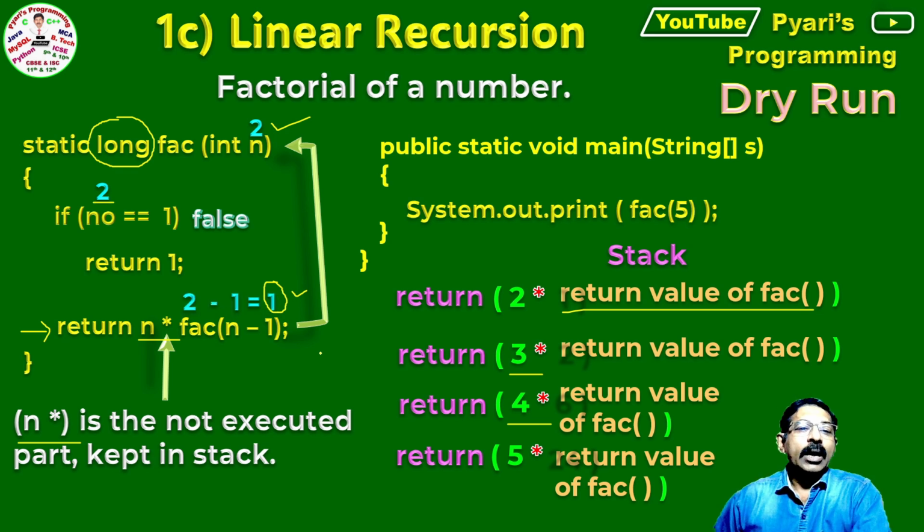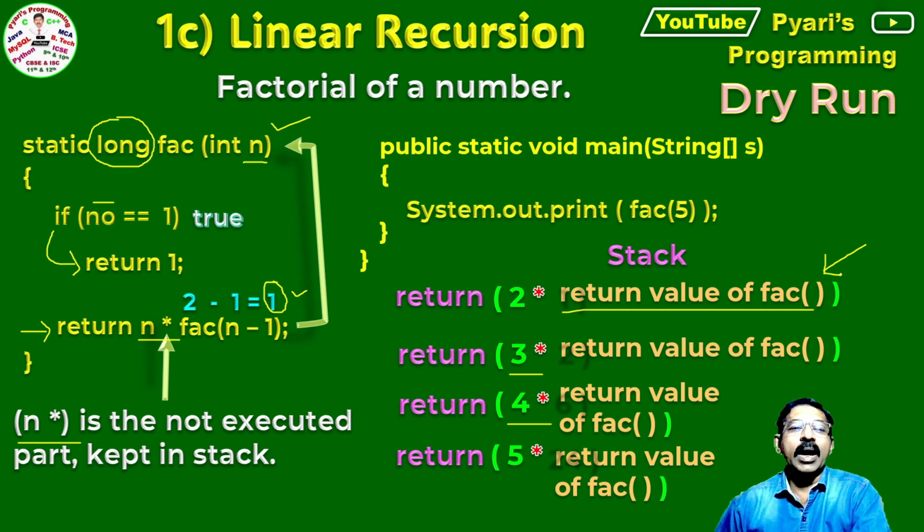After that, 2 minus 1 is 1. Now it will call, transfer the control to the header part. In the formal parameter, the n value will be 1. 1 equals 1. The condition is true now. So it will execute this particular part, return 1. To whom will it return? The call part. Where is the call part? This is my call part, you can see.